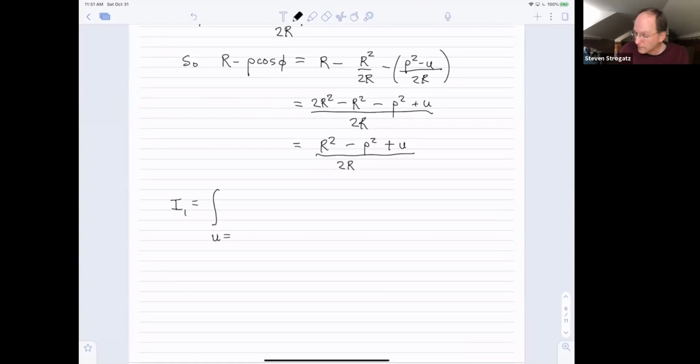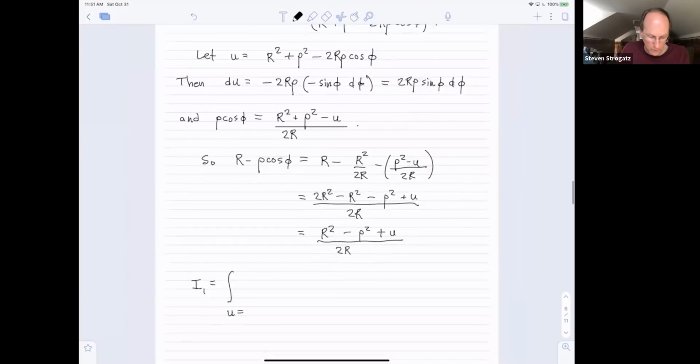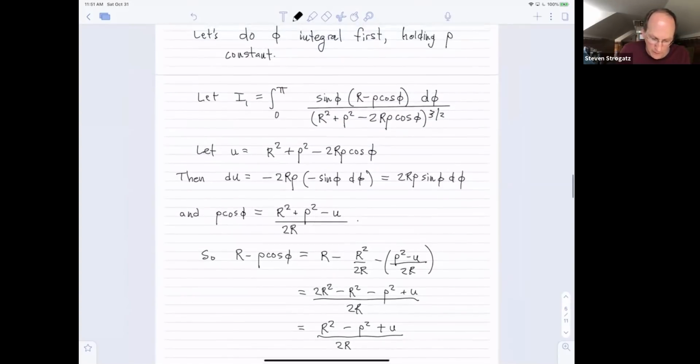So my lower limit, which used to be what? My lower limit used to be phi equals 0. If I think about what that is in terms of u, when I put phi equals 0 in here, cosine of 0 is 1. So I'm getting r squared plus rho squared minus 2r rho. You'll recognize that's a perfect square, r minus rho all squared.